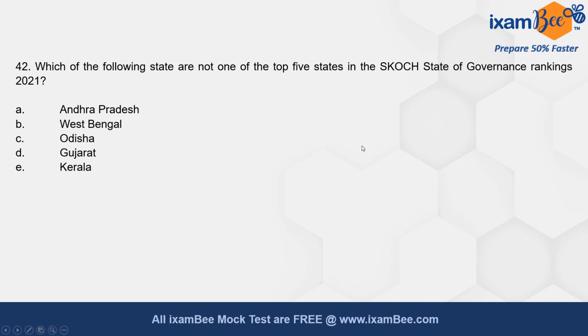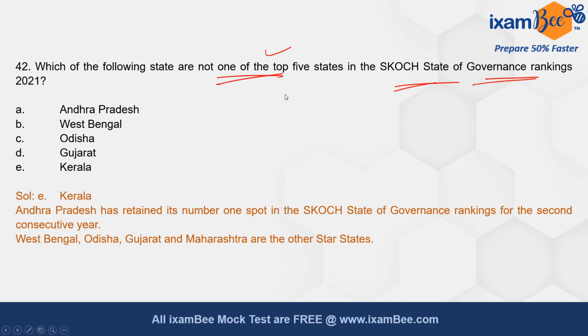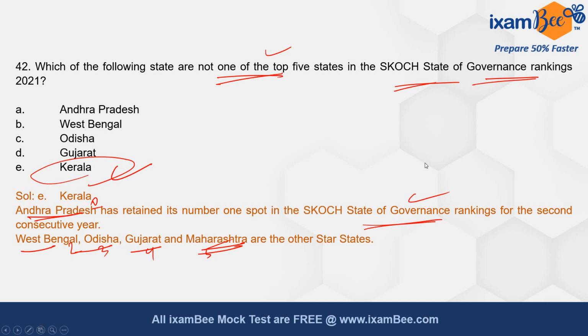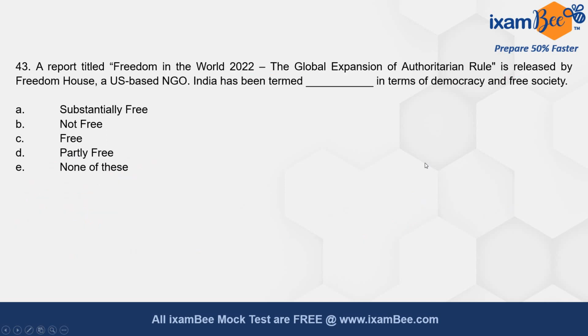Next question, which of the following states are not one of the top 5 states in the Scotch state of governance ranking? It is asking which state is not one of the top 5 ranked states in this index. Yes, यहाँ पे देख सकते हो टॉप 5 में कौन है? वेस्ट बंगाल, उड़ीसा, गुजरात, महाराष्ट्र एंड आंध्र प्रदेश. आंध्र प्रदेश is rank 1, 2, 3, 4, 5. So yes, Kerala is not one of the top 5 states in the Scotch state of governance index or rankings. And Andhra Pradesh retained the first rank for the second consecutive year.